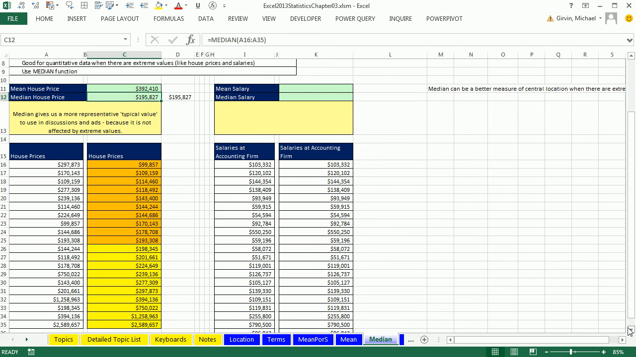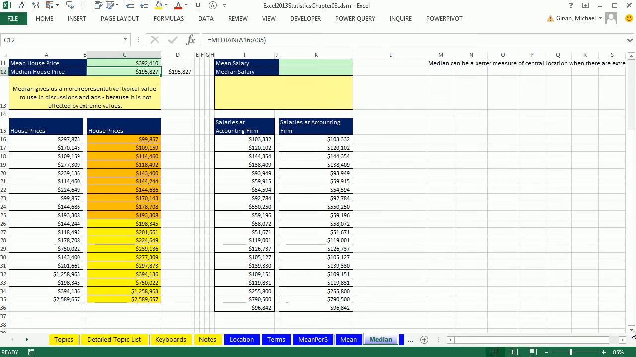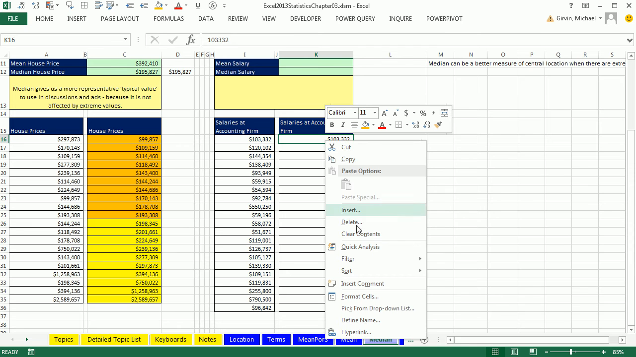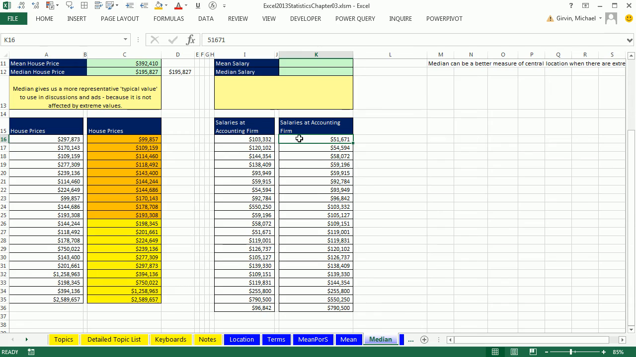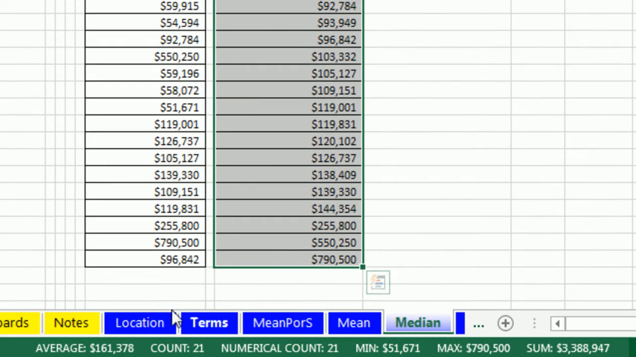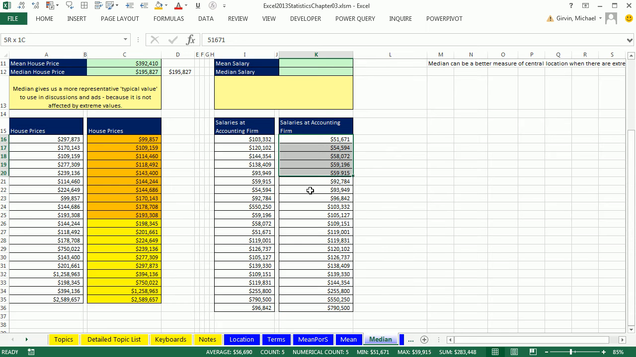Now let's look at a second example here. Here we have salaries at an accounting firm. I'm going to do the same thing. Right click, sort, highlight. I'm looking down in the status bar. Oh, there's 21, so there actually is one in the middle. I'll highlight exactly 10 and add some formatting. Highlight exactly 10 and add a different formatting. And there it is. That's the one in the middle.